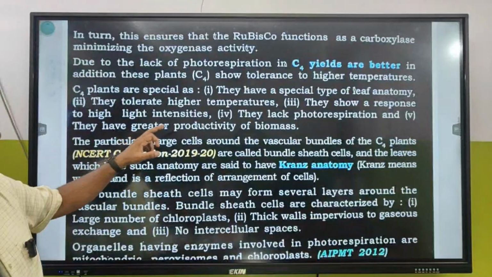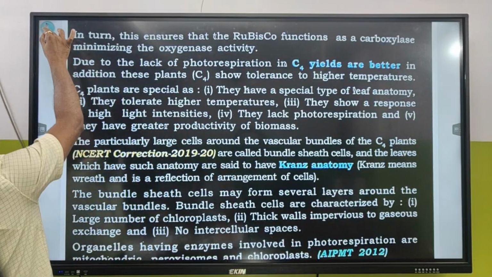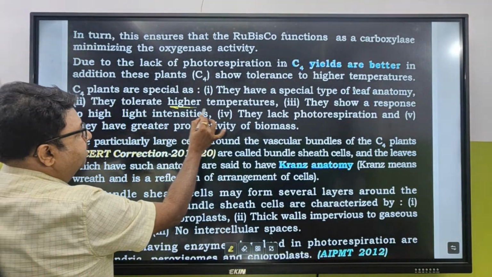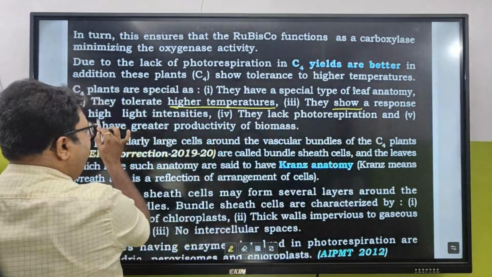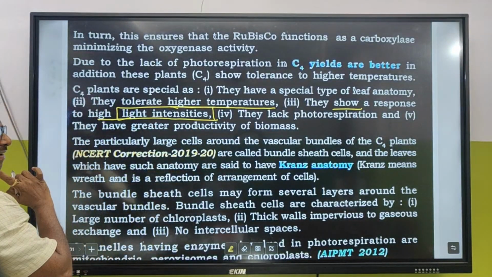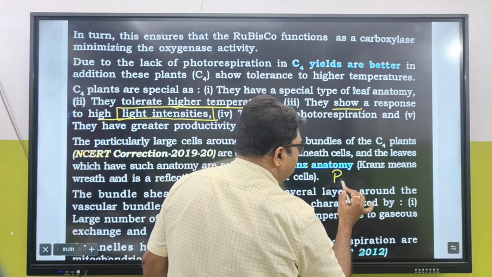C4 plants are special as they have a special type of leaf anatomy. What is that special type of leaf anatomy? Well, Kranz anatomy. They tolerate higher temperatures. They show a response to high light intensity. Of what? High light intensity. Understand that it will work well under these conditions.